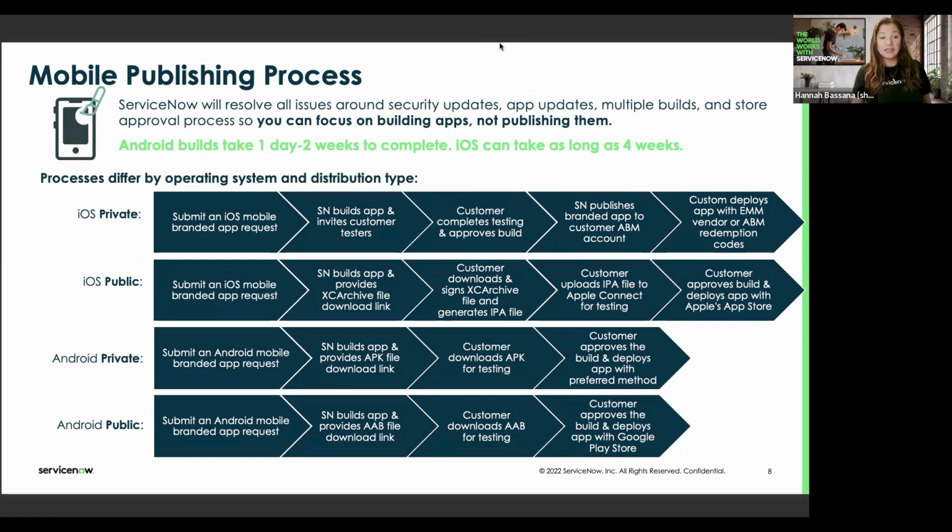We have the call out again that Android builds take anywhere from 1 day to 2 weeks to complete. iOS can take as long as 4 weeks. So that's kind of the truncated version of the detailed SLA I brought you through before. And you'll notice that we have processes that differ by operating system and distribution type. So the top two are iOS based, the bottom two are Android based, and then it's broken out by public and private. So just generally speaking, for iOS, you would submit a branded app request.